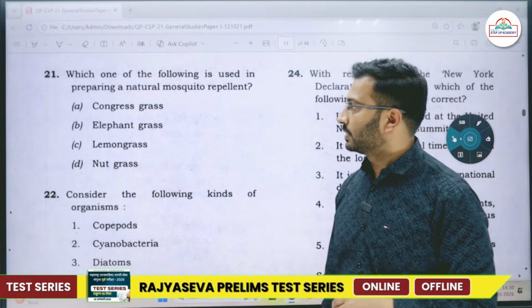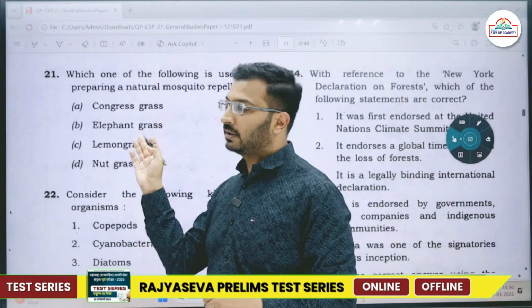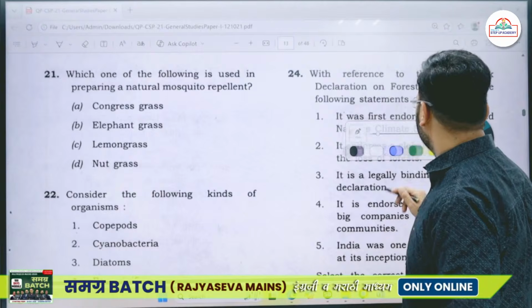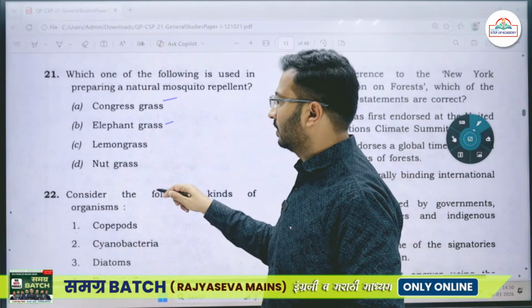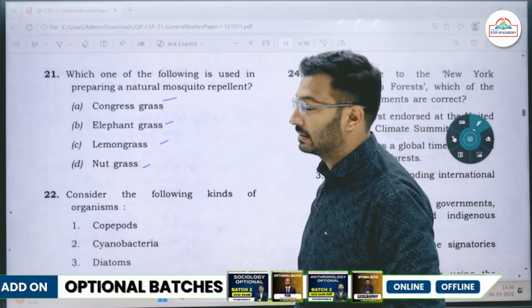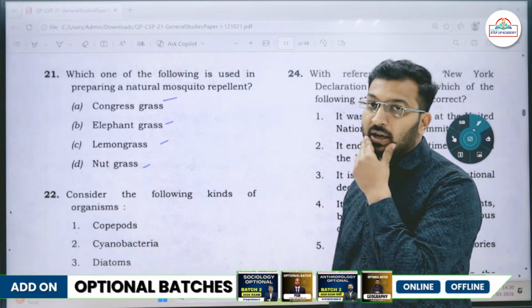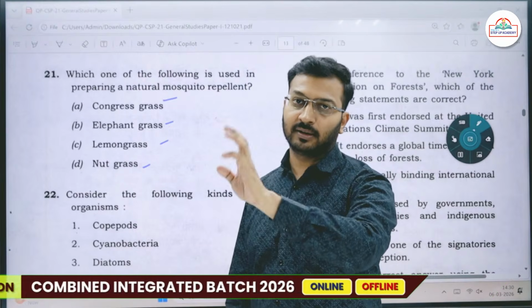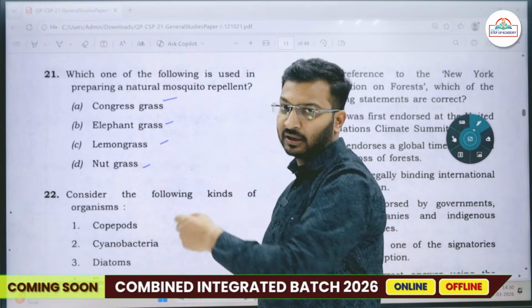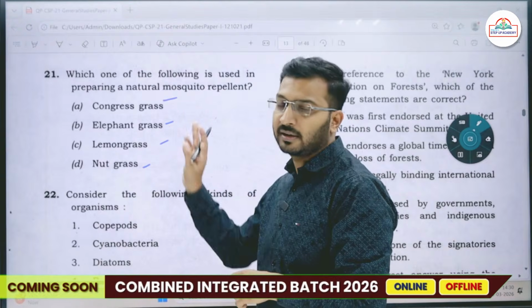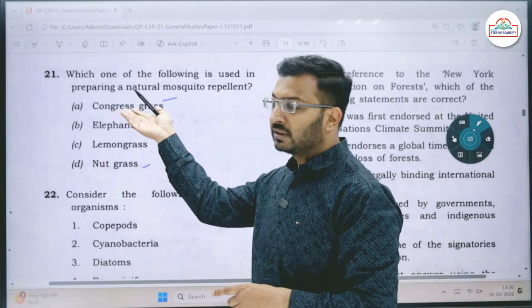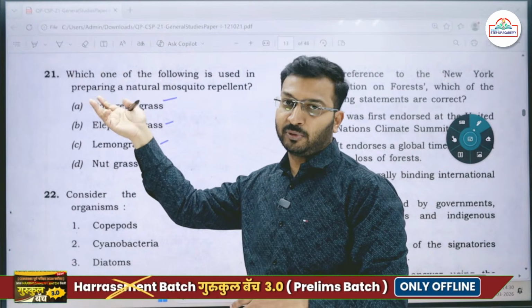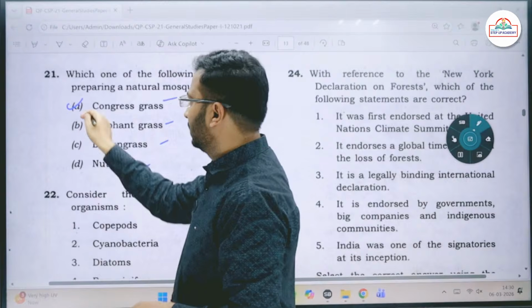So 21st question. Which one of the following is used in preparing a natural mosquito repellent? So we have Congress grass, we have elephant grass, we have lemon grass, we have nut grass. So there are four types of grasses. Congress grass is usually seen everywhere. You go to any park, you will find Congress grass, the small grass that we see in the parks and gardens. If you sit in any park, definitely at the evening time, you'll find mosquitoes biting you. So Congress grass is definitely not the answer.